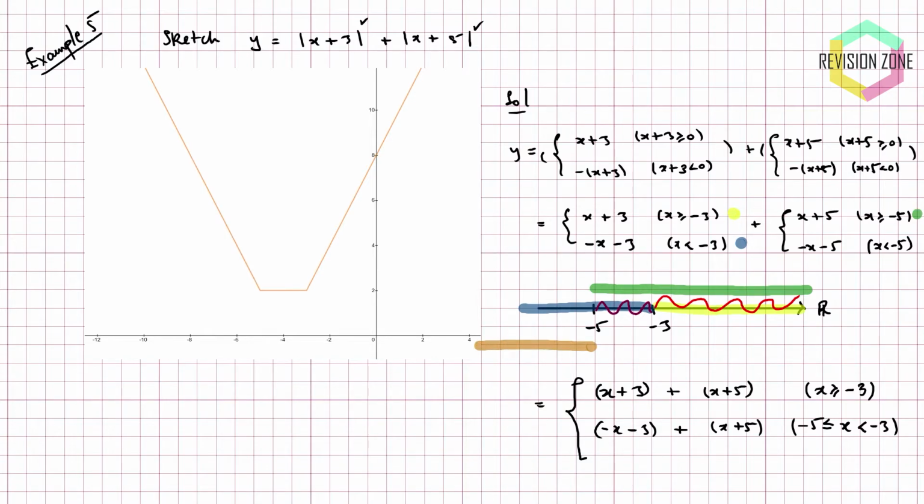And lastly, we mark the entire region where x is less than minus 5. And we can again see that for this entire region here, we've got an overlap between this part of the branch and the blue part of the branch here, right?